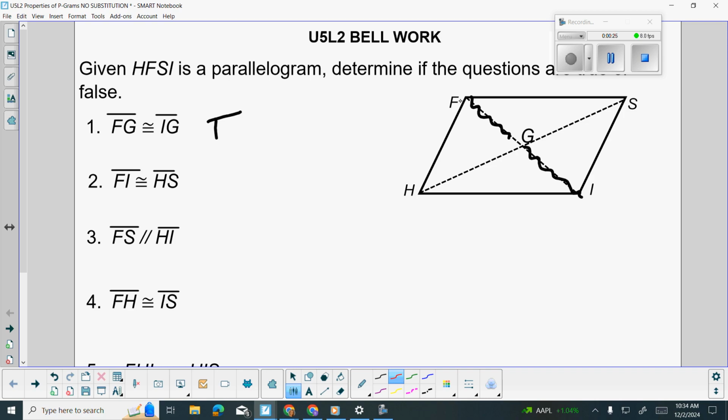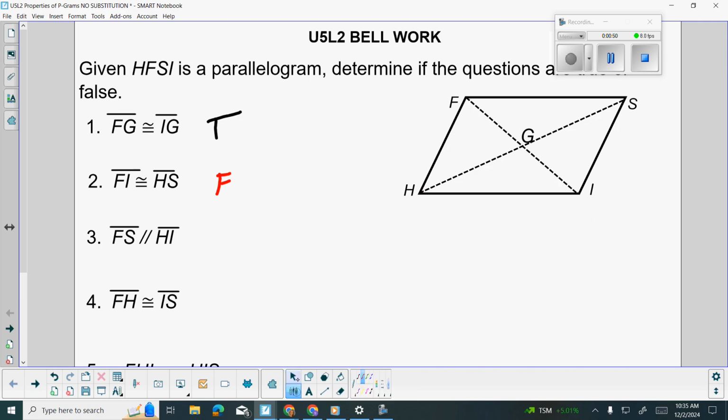Question 2. FI, which is one diagonal, is congruent to HS. That is sometimes true, so we're going to put it as false because it's not true all of the time. There are some parallelograms, such as rectangles and squares, that always have congruent diagonals, but not every parallelogram.